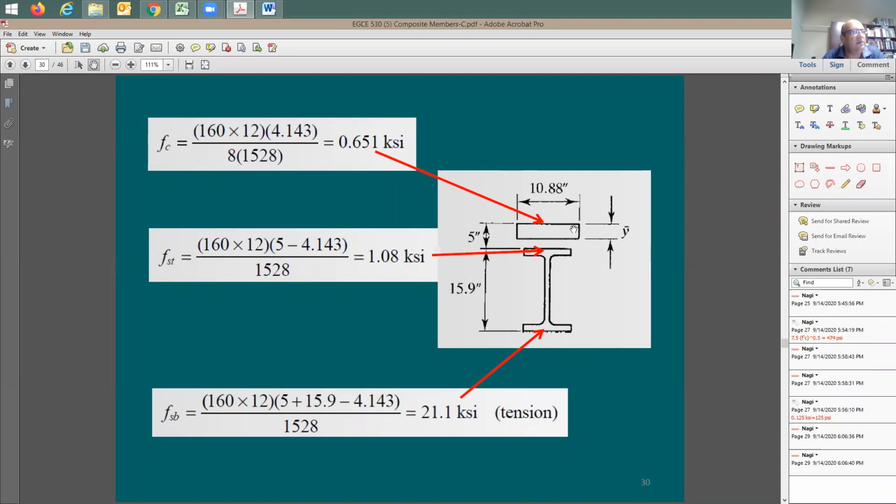Same thing in the compression. The concrete is taken up to 4,000 PSI. Are you okay with it to be 651 PSI? Let's give you very low. Look at this here. 0.65 compared to 4 KSI. 21 compared to 50, which means that you still have some room to add a little bit of more moment above this, if you like.